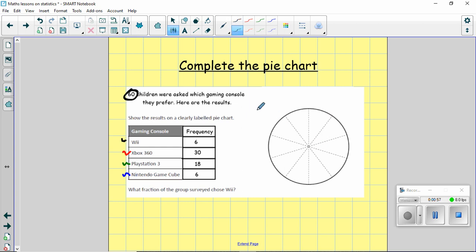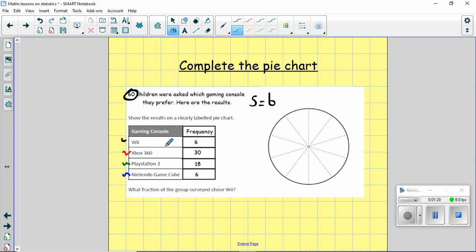If 60 children are being asked, and there's 10 sections on the pie chart, it's 60 divided by 10, which is 6. So each section is worth 6 children. That's what it means. Whenever you get a pie chart question, you will need to work out what each section is worth. I've done 60 children divided by 10 sections is 6, so each part is worth 6 children.